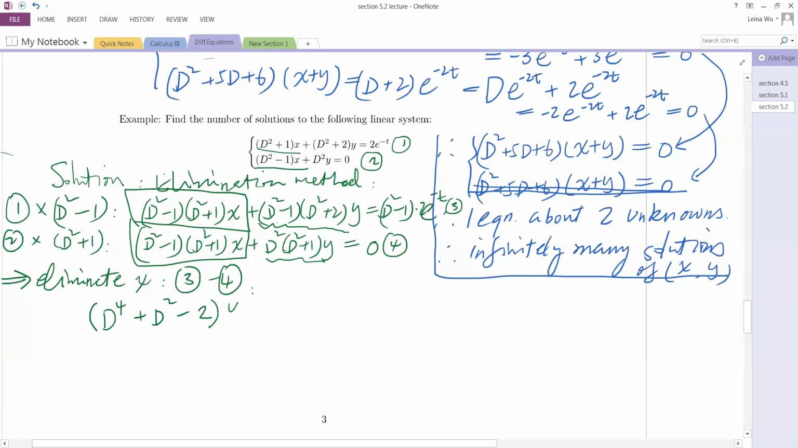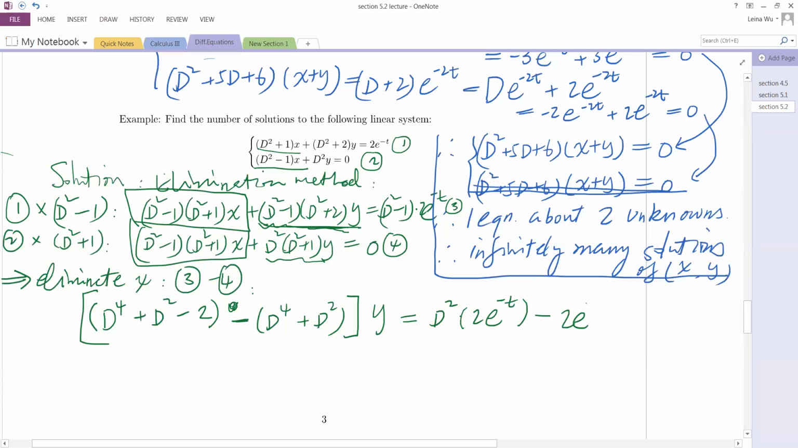Okay, this is the coefficient of equation 3, and then we should subtract the coefficient of equation 4, which is d to the fourth plus d squared. This whole thing times y would be the coefficient of y. Is that good? On the right-hand side, we should be doing this part of e minus 0, which is just this part of e, right? So the d squared of 2e to the negative t minus 2e to the negative t.